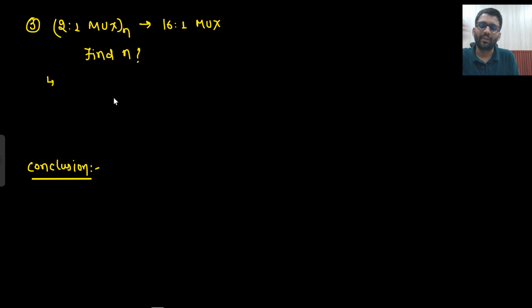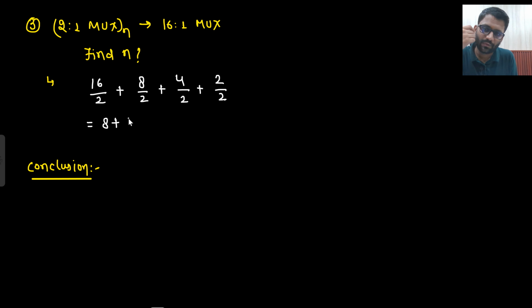How many 2 cross 1 muxes will be required to make 16 cross 1? 16 by 2, what you will get? 8. 8 by 2, what you will get? 4. 4 by 2, what you will get? 2. 2 by 2, what you will get? 1. 1 we are not going to write. So this is 8 plus 4 plus 2 plus 1. What would that be? 15.